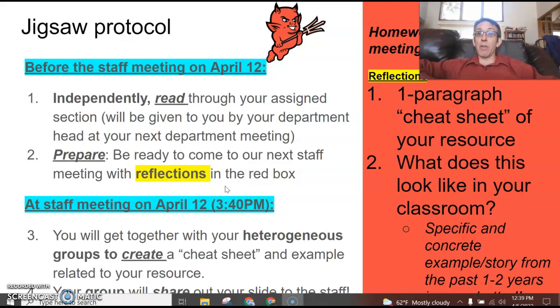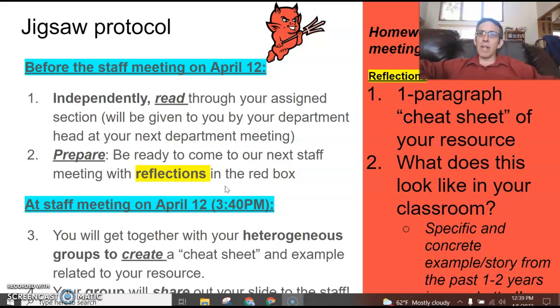You're going to prepare the 2 items that you see in the red box, which are your reflections. So you've got a 1-paragraph cheat sheet as well as what that looks like in your classroom. If you need assistance with a graphic organizer or whatever the case may be, I'm happy to do that, but I figure everybody's different and has most likely been doing this long enough to have your own way that works for you. And the most important thing, I think, is what does it look like in your classroom?